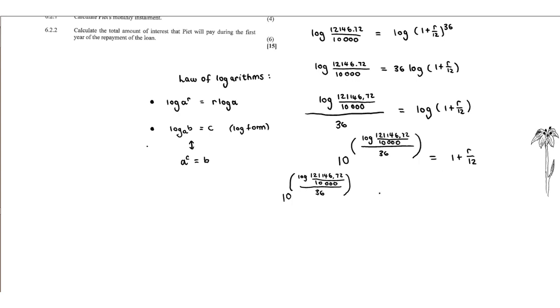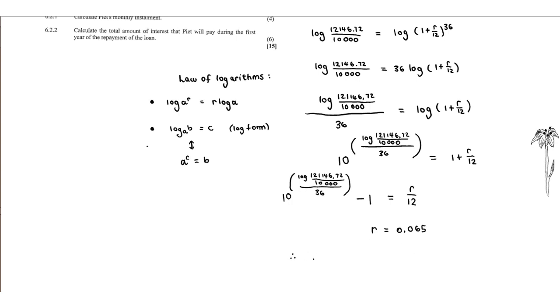Now we're going to minus 1. That's going to equal r over 12. Then if you insert this into your calculator and multiply by 12 at the end, you can solve that your r value is equal to 0.065. Okay, so that's the value of r, but let's answer the question.